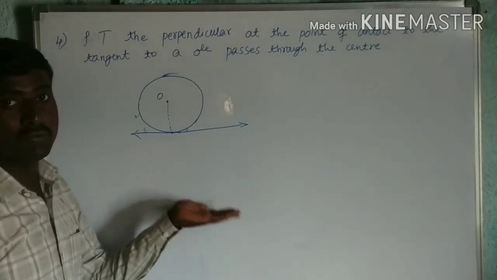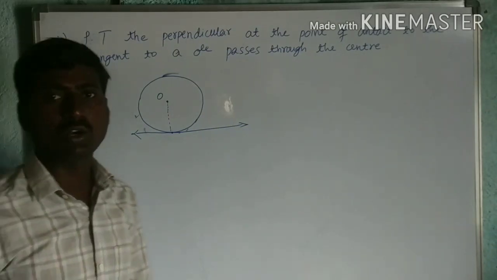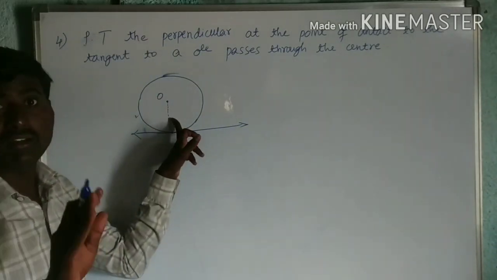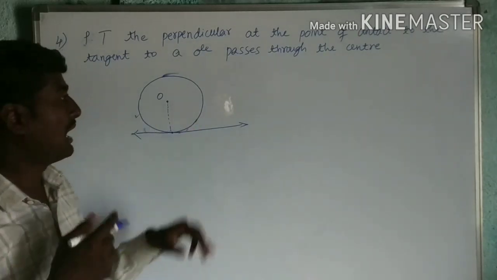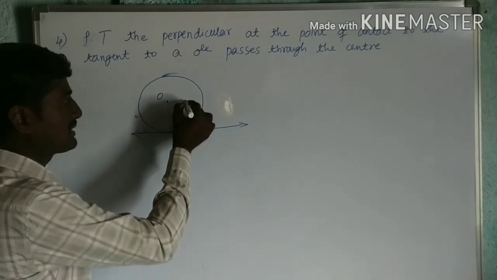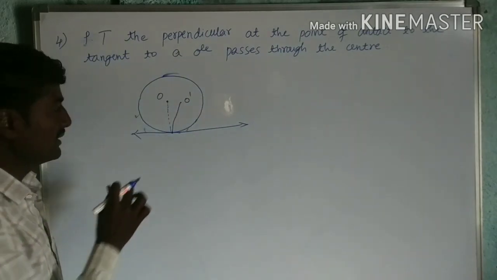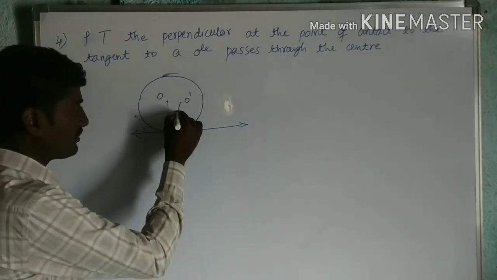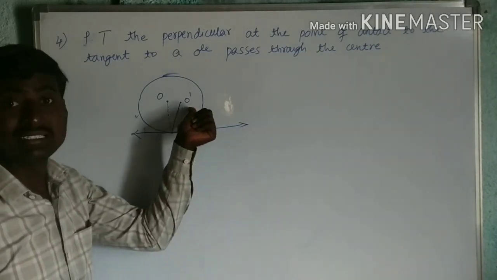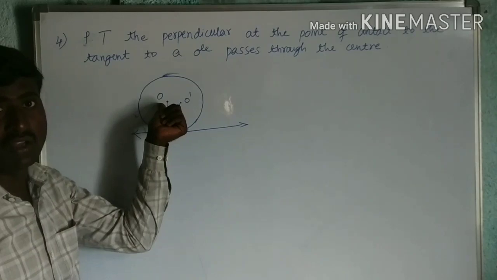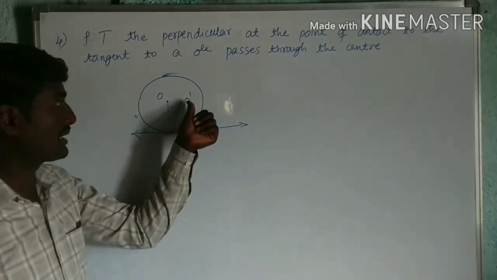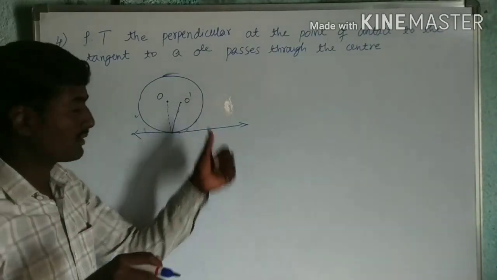Now I will prove this by the contradiction method. Contradiction means we have to assume that this perpendicular is not passing through the center. I will take another point here, that is O dash. Okay. So this is the perpendicular not passing through the center. Here the center is O. I will assume another point O dash. So this perpendicular is passing through O dash. Let us assume it. Okay.